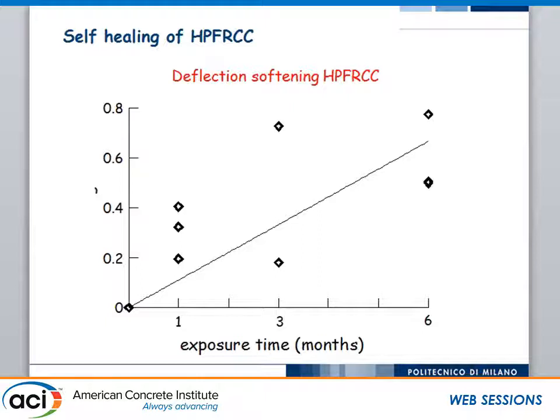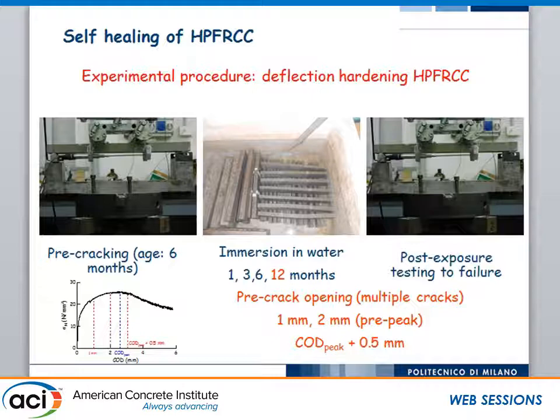In the case of the deflection hardening specimen, we decided to investigate different levels of crack opening: 1 millimeter, 2 millimeters, and 0.5 millimeter after the peak. 1 millimeter and 2 millimeters, because of the multiple cracks, basically correspond to about 100 microns and 200 microns for each single crack. Whereas 0.5 millimeter after the peak means the additional opening of the single localized crack that opens after the peak when you go down into the softening regime.